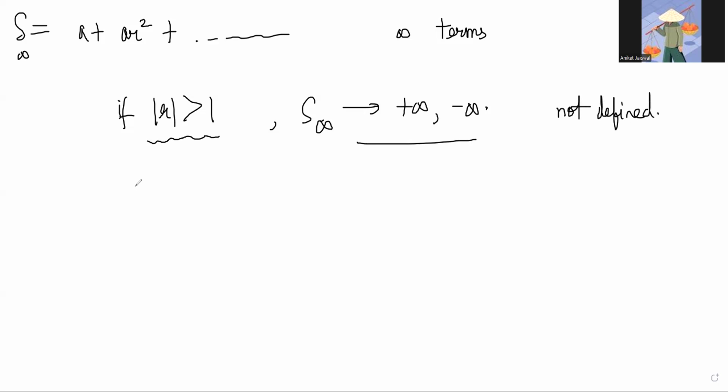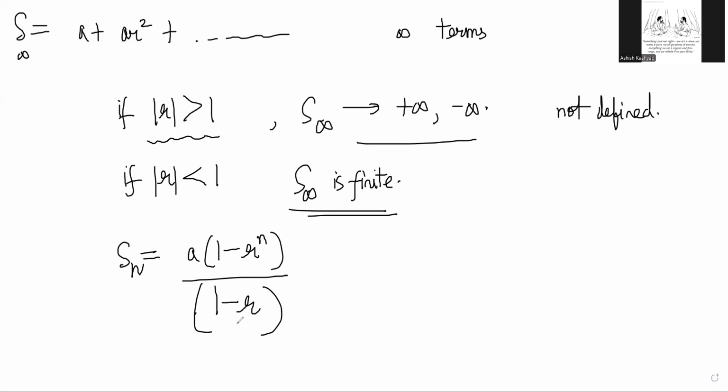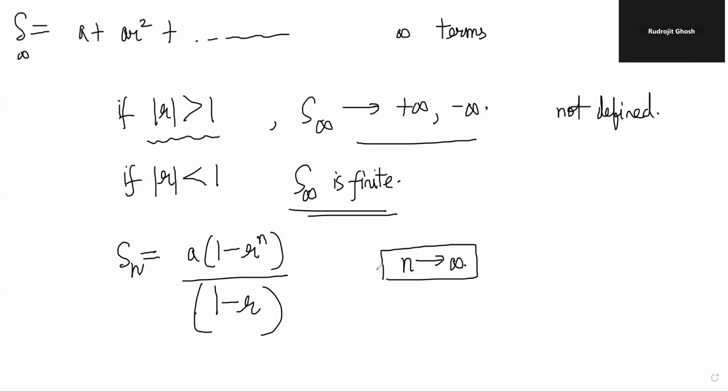But if R is small, then? If mod R is less than 1, then sum to infinity is finite. And in that finite case, we have to find it. So in that case, we already know sum to n terms is this, right? This was the expression for sum to n terms. Yes. What we need to do is n should go to infinity, right? Yes, sir.